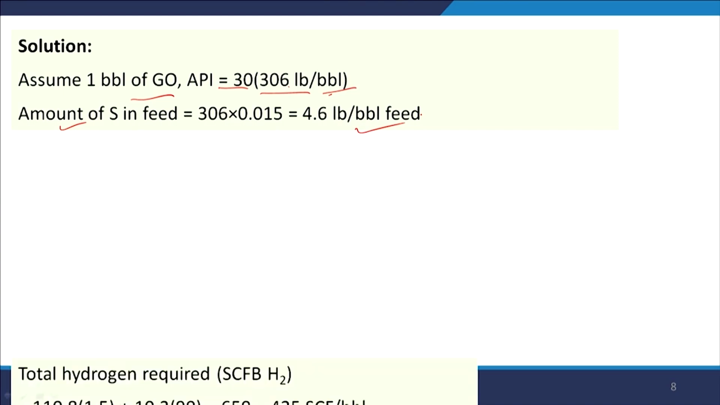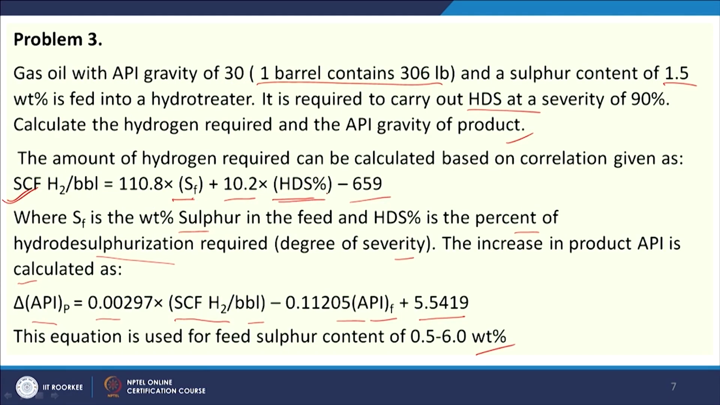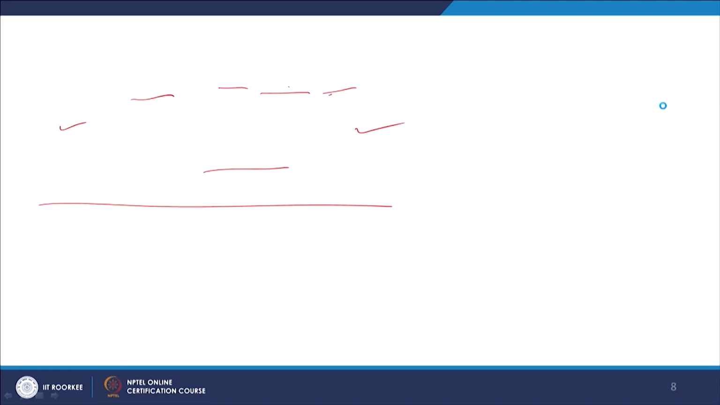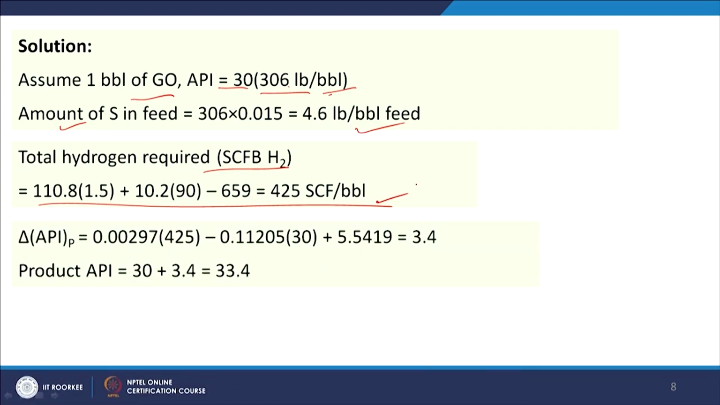Then what will be the total hydrogen required? SCF per barrel H2 equals, using the given formula, 110.8 times SF, where SF equals 1.5, plus 10.2 times the degree of severity, which is given as 90%. So, 90% severity is required. Putting in 90 minus 659, it comes to 425 SCF per barrel.